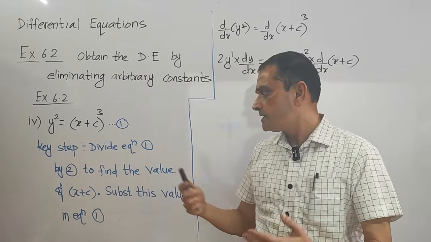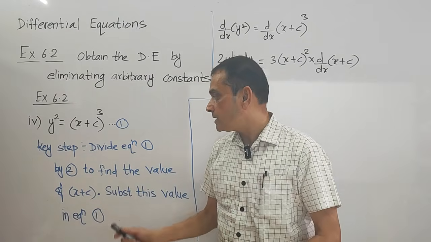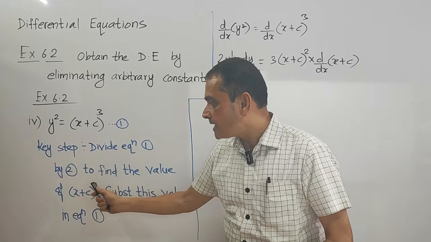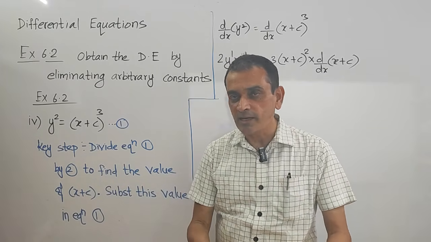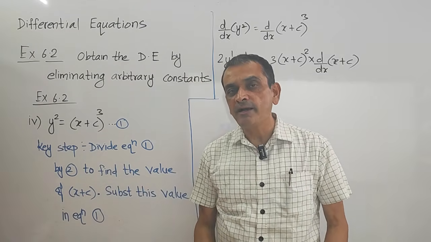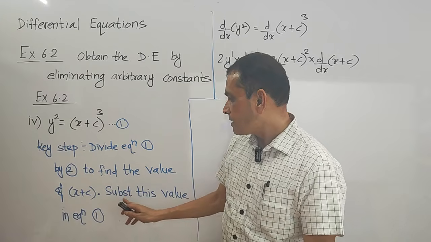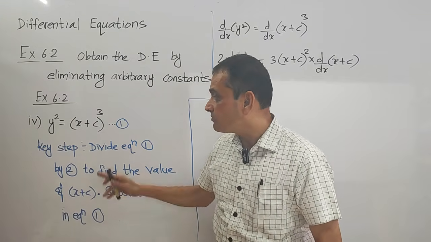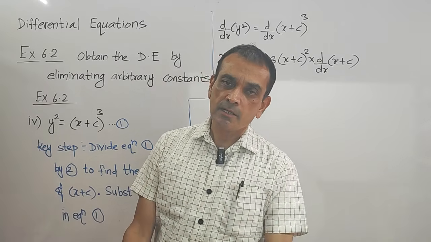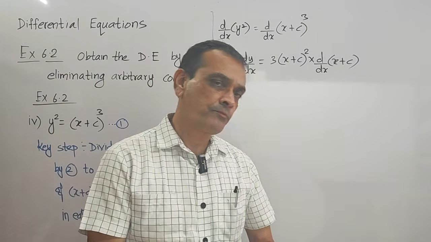Okay, let's start. What is the key step? First, call this as equation 1. Divide equation 1 by equation 2. Equation 2 aane wala hai. To find the value of x plus c. Why do we find x plus c? That we will see. Substitute this value in equation 1 again. That is the key step or hint. Okay, so let's start the game now. Chalo.